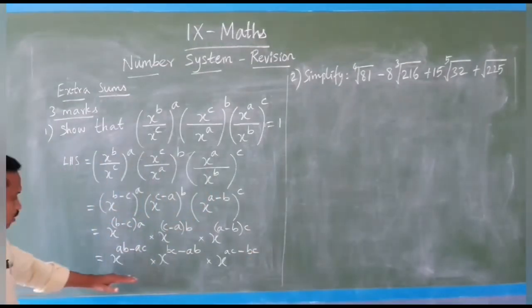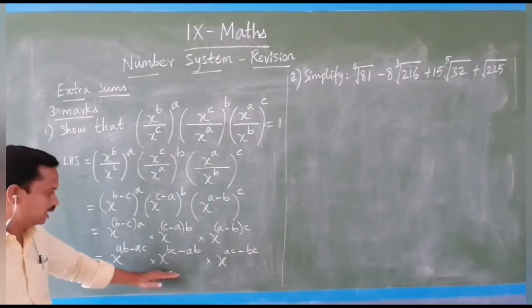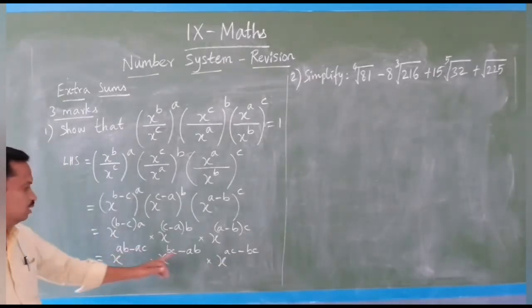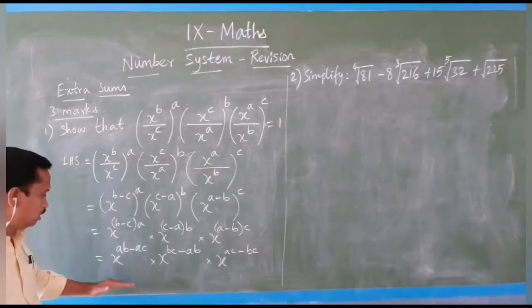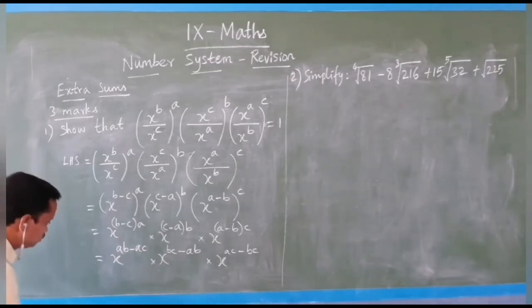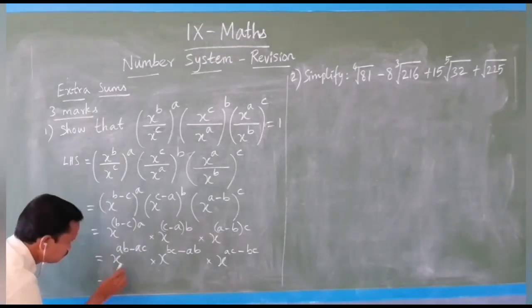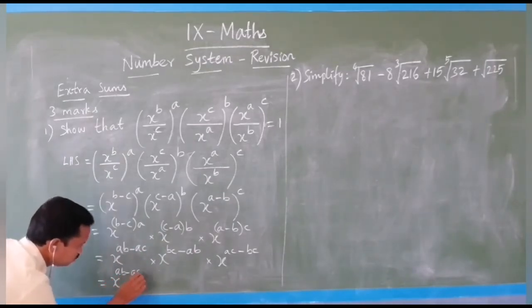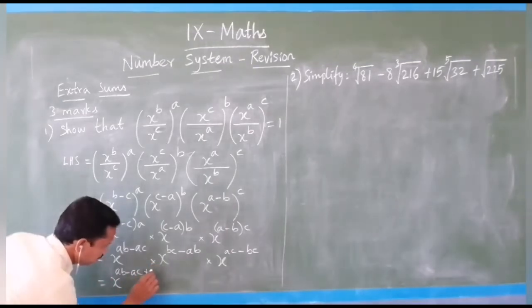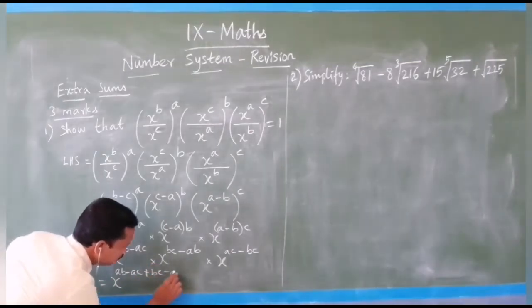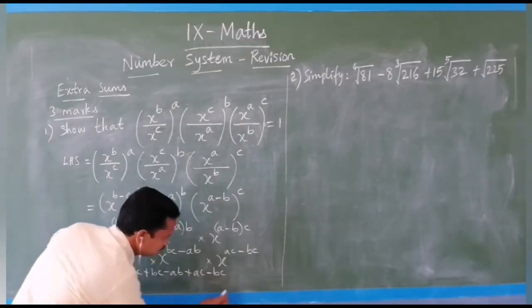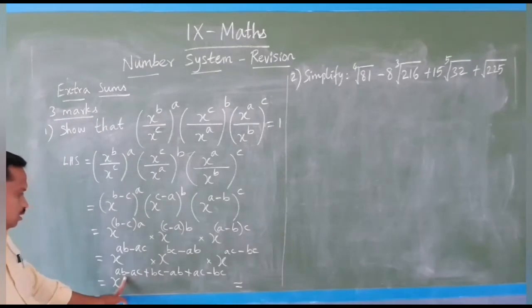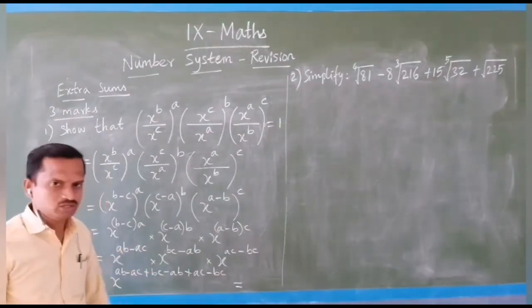And now the bases are same, x, x, x, whereas different exponents are there. So when same bases are multiplied, we have to add the exponents. So what you get, x to the power ab minus ac, and then plus bc minus ab, and then plus ac minus bc. So here you see the long exponent is there.